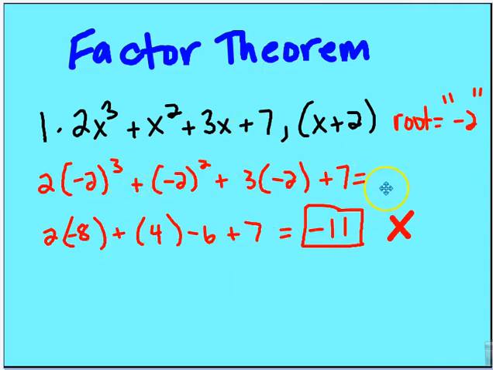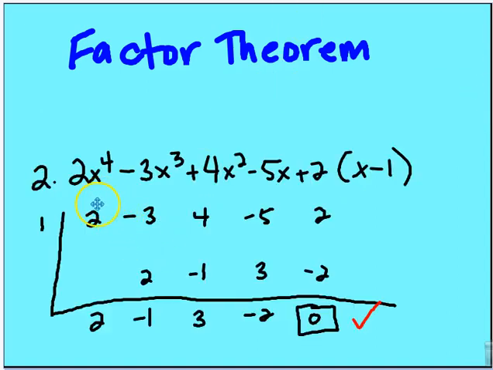The first one I said direct substitution. So the root negative 2, I'm going to substitute in for x, and I'm going to solve, and I end up with negative 11. Negative 11 does not equal 0, so x plus 2 is not a factor. Negative 2 is not a root. Number 2, synthetic substitution. My root is 1 here. I'm going to go through the synthetic substitution process. 0 is the result. So yes, in fact, x minus 1 is a factor, and 1 is a root of this polynomial.